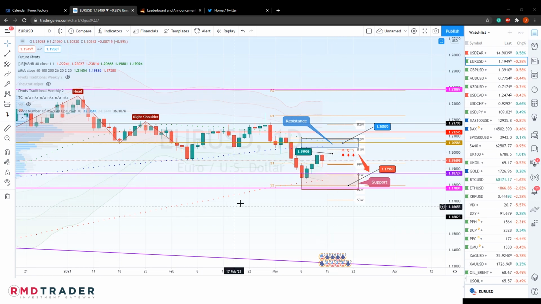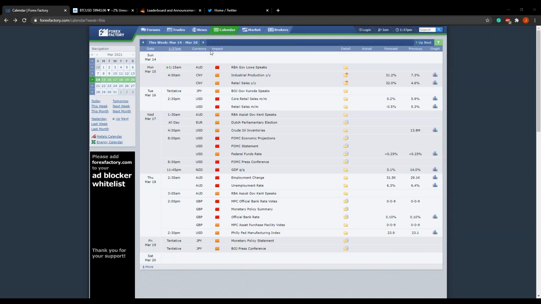We can see that we do have support from the daily 200 SMA and into this area close to 1.179, and that is also where we will find our monthly S2 pivot. Of course, if you can break higher, resistance will be found at this level at 1.205, with a break above that seeing price moving higher.